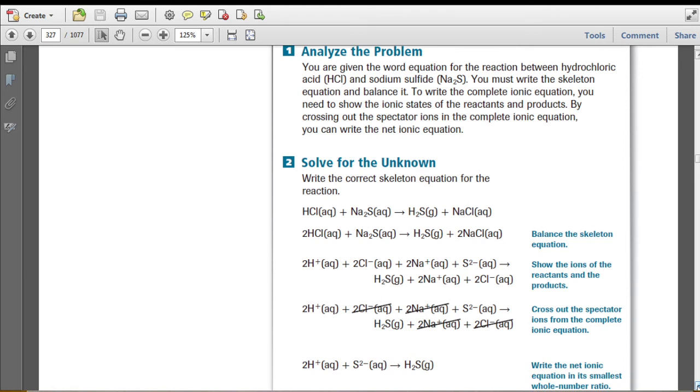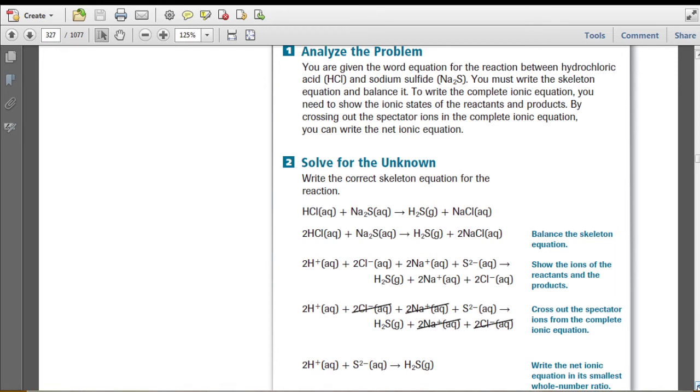Now, in the word equation, they told us what our reactants were, but only one of the products. I think you could infer, doing a double replacement reaction, that you're also going to create sodium chloride as well. Right now we need to balance it, which gives us a 2:1:2 ratio.